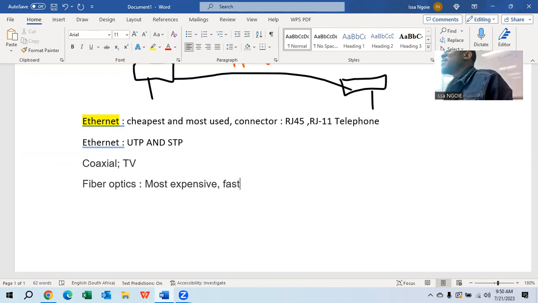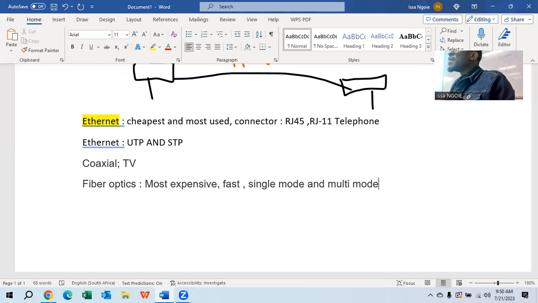right? And you have to know that the cable that will make up your fiber optics comes in what we call single mode and multi-mode when it comes to fiber optics, right?